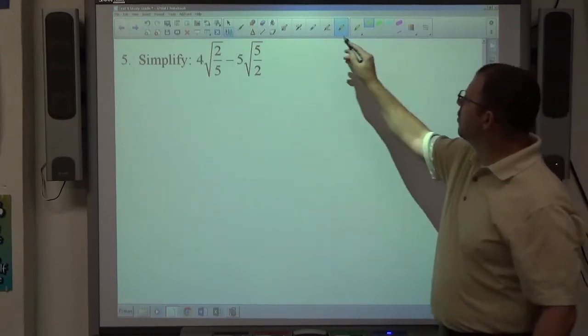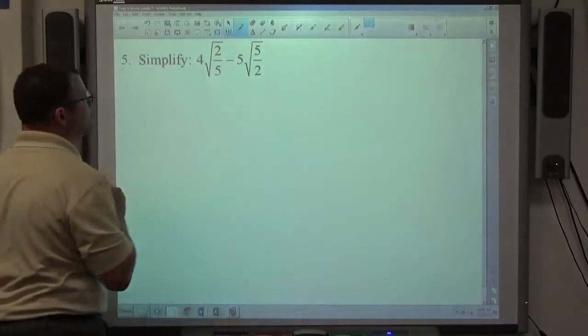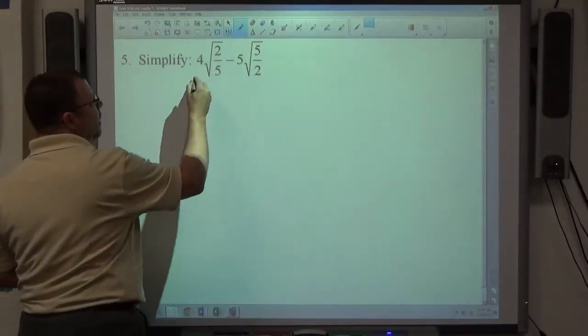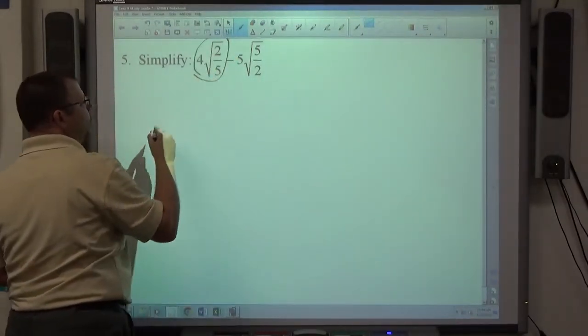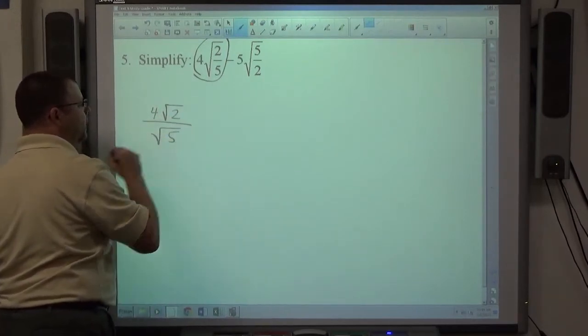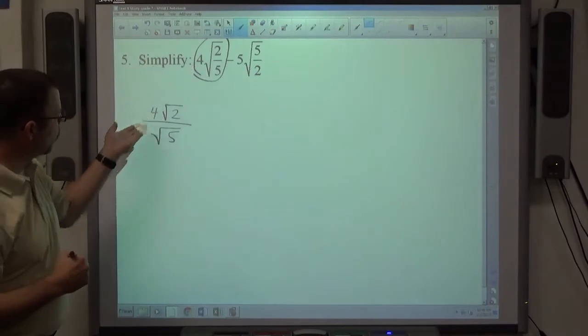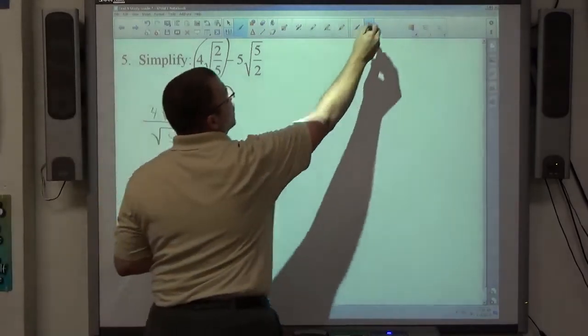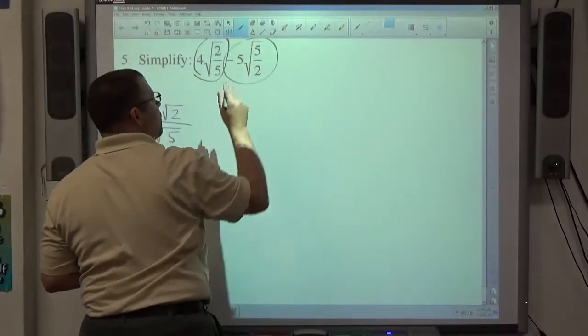Number 5, same level problem. The only difference is we have these whole numbers in front, and all that's going to do to us is for this first term, it's going to put a 4 on top of the square root of 2. So that 4 that's out in front is a whole number, so it belongs in the numerator. And then the same thing here, that 5 belongs in the numerator.